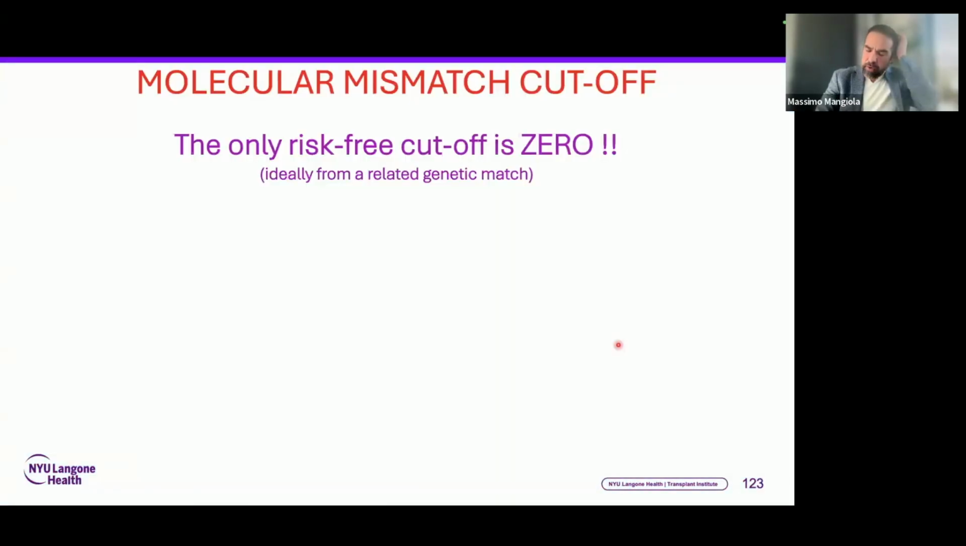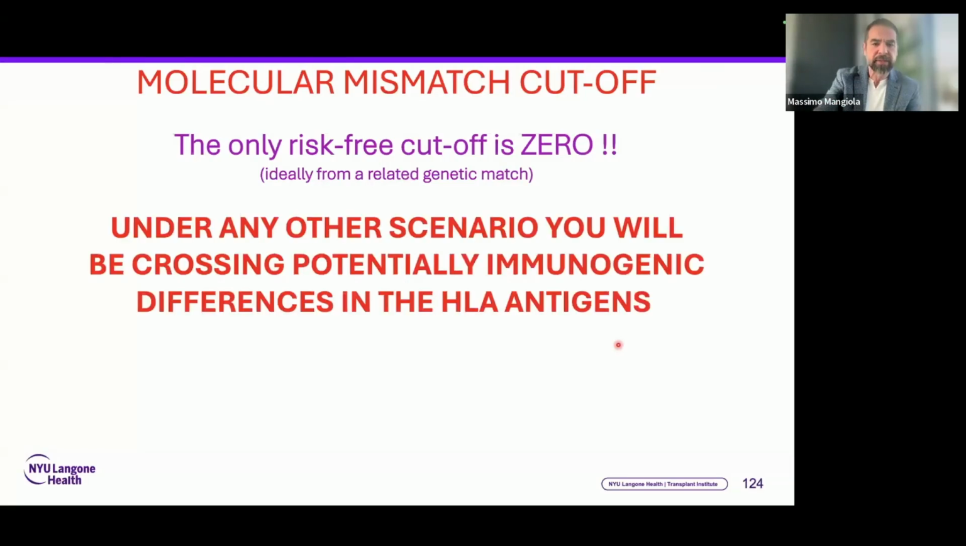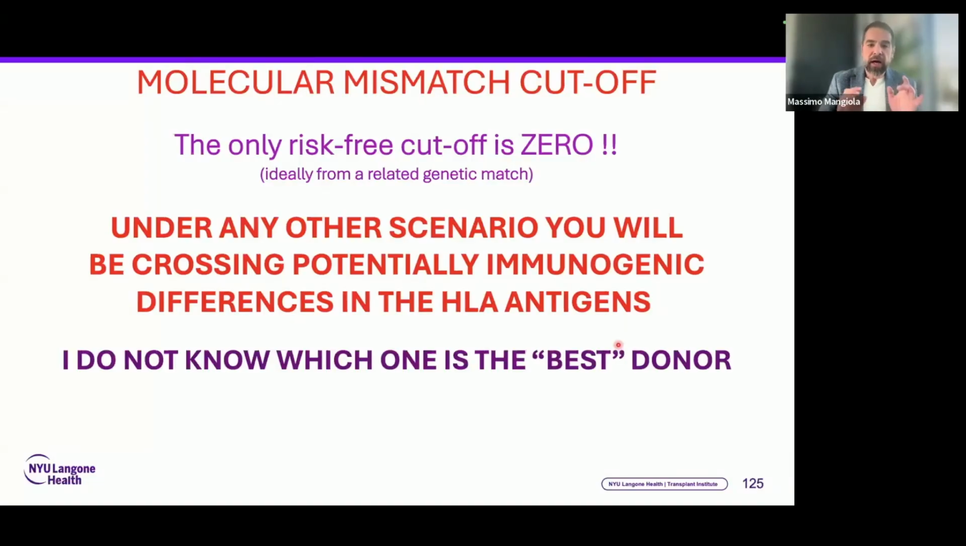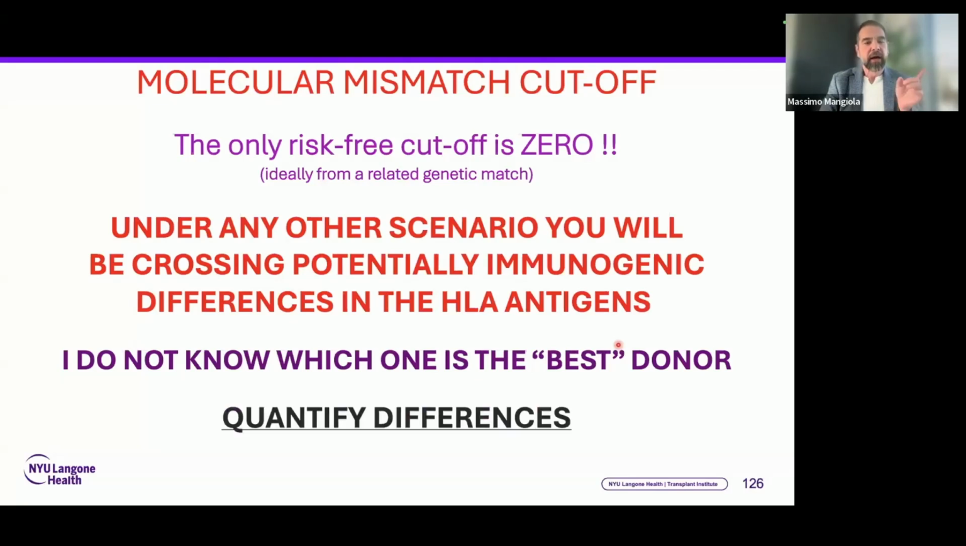The only risk-free cutoff for our patient would be zero, and ideally also a genetic match to the recipient, so identical siblings. Under any other scenario, you will be crossing potential immunogenic differences. Again, I do not know which one is the best donor. If you get that question, I think you should push back. The only thing you can do is quantify the difference for them.